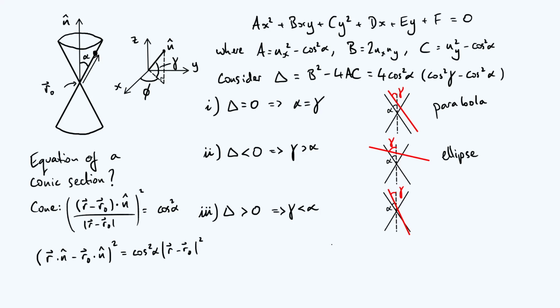So I've already written out case 3 for you. We've got a diagram here. This time, if the discriminant is bigger than 0, cos gamma has to be bigger than cos alpha, which means gamma is less than alpha. So angle gamma is smaller than angle alpha.